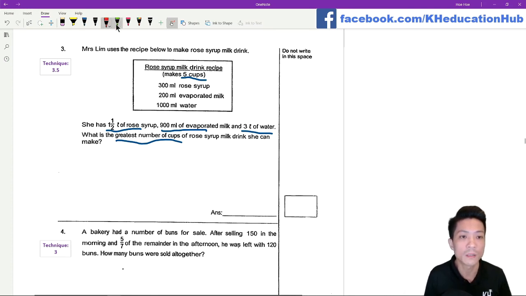Okay, let's write the amount over here. 1.5 liter will be 1500 ml. Let me write it in front. Okay, 1500 ml. Evaporated milk is 900 ml. Water will be 3000 ml.